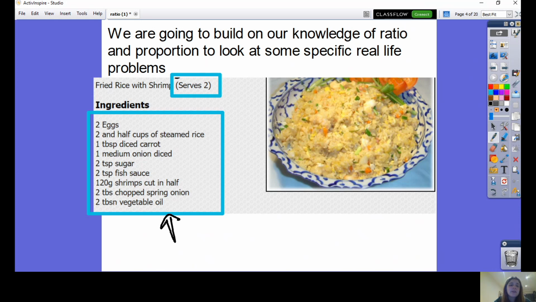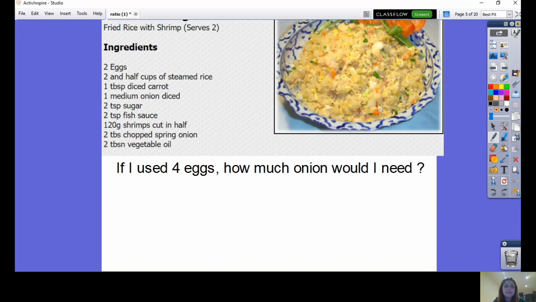There's a couple of different units of measurement here that you might not be very used to if you haven't done much cooking before. TBSN is actually a tablespoon and TSP is a teaspoon, so 2 different sized spoons there. We're going to get started at looking at some examples then.